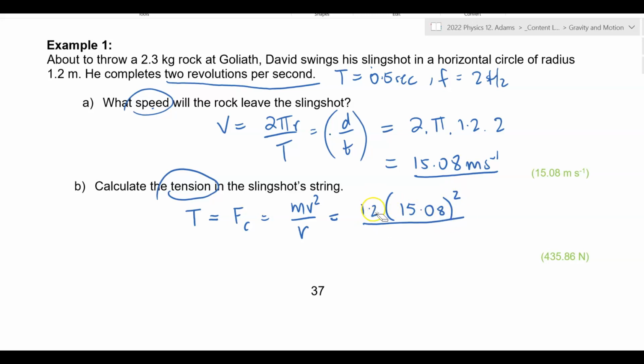And, oops, sorry, go back a little bit. Our radius was 1.2, our mass 2.3, and it really is that simple. 435.86 newtons. But what we need to remember is that's a force, so it's a vector. So we need to give direction: T, C, O, C.